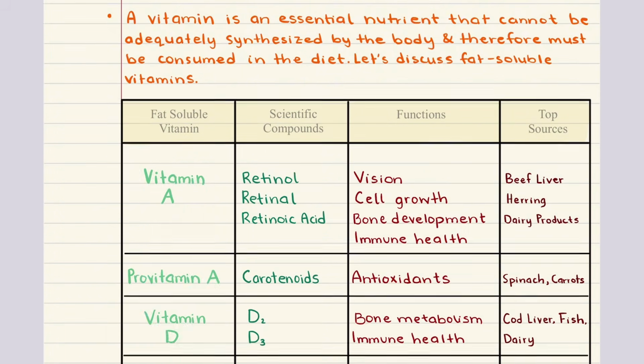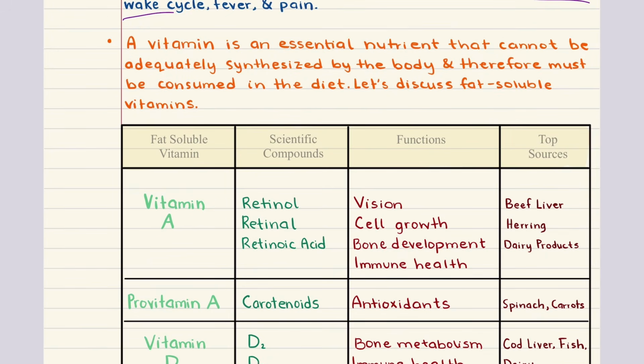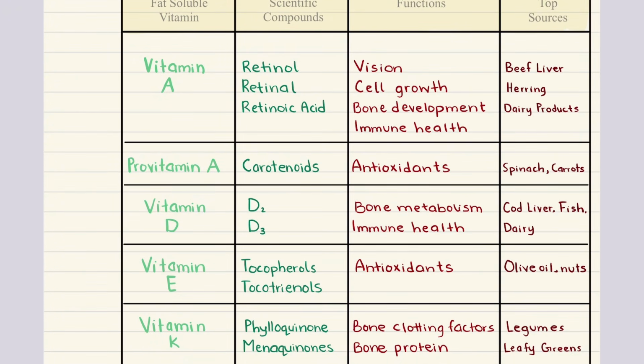Finally, we are going to discuss fat-soluble vitamins. A vitamin is defined as an essential nutrient that the body cannot synthesize in sufficient quantities. That means it has to be obtained through your diet. Now, there are 4 fat-soluble vitamins that you need to know for the MCAT: A, D, E, and K. And here's a quick rundown of each.